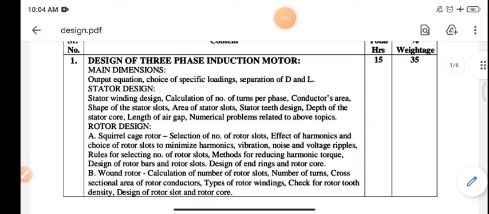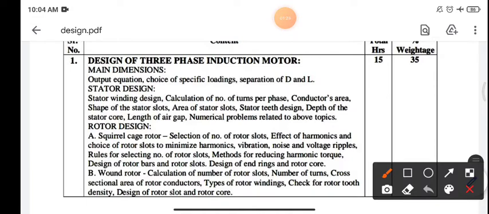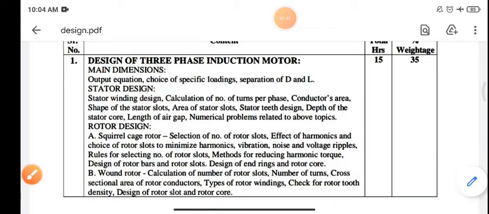In that, specifically, the topics are choice of specific loadings and output equation. These two main topics we will be covering in this lecture. So let's start.